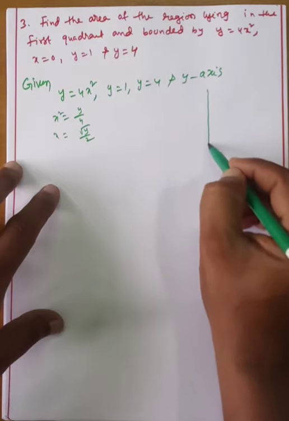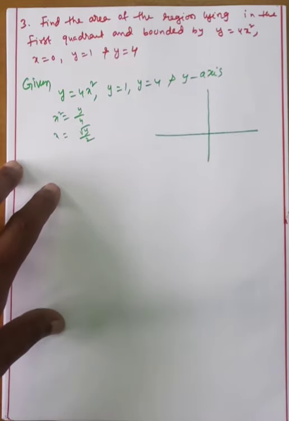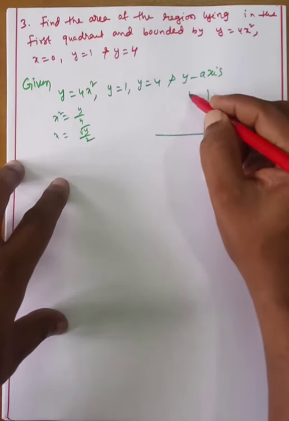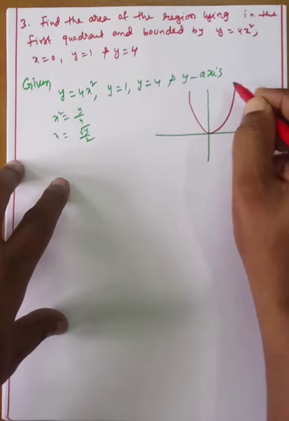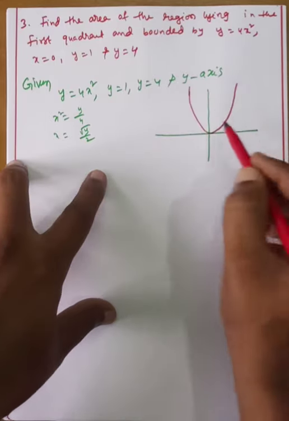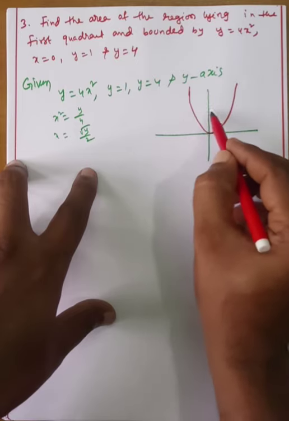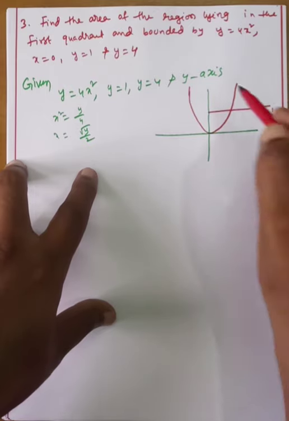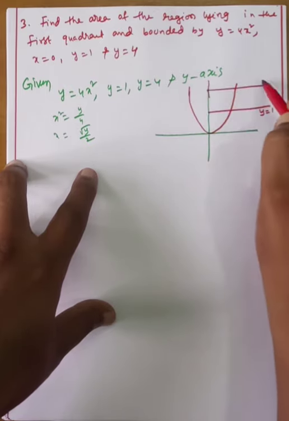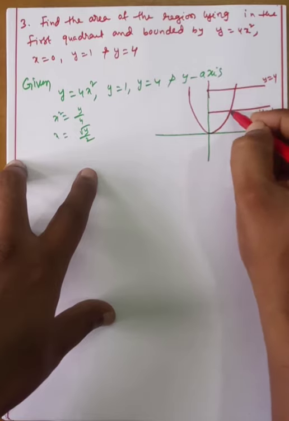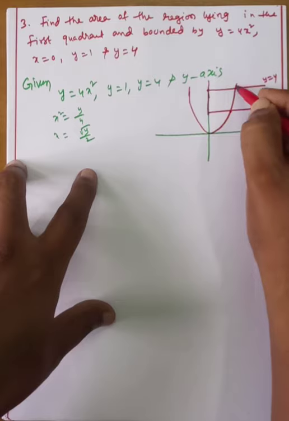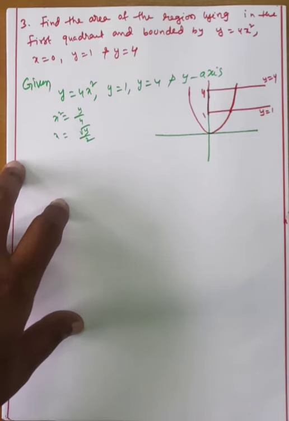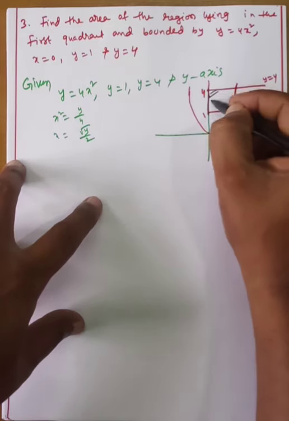Observe that. The curve is y is equal to 4x square. X power even means the graph opens in this way. After that, y is equal to 1 is a horizontal line above the x axis. Next, y is equal to 4. This is the y axis, this is the curve, and these are the limits, 1 to 4. Now you will find the area, this part. This is the area.